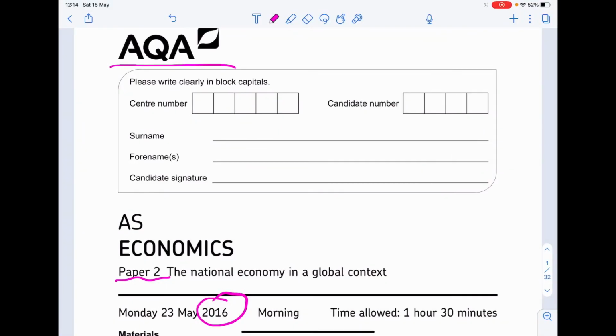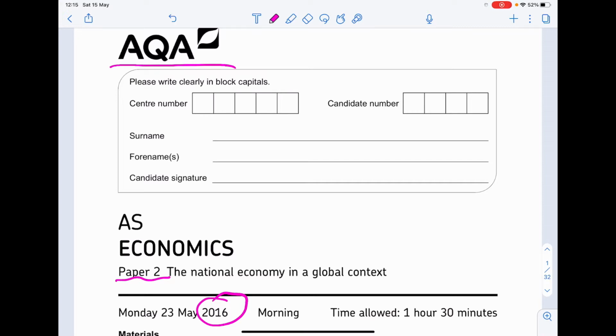Right, so in this video I'm going to look at the AQA multiple choice section of paper 2 from 2016. So I'm just going to go through the multiple choice questions. So all exam boards have multiple choice questions in them.